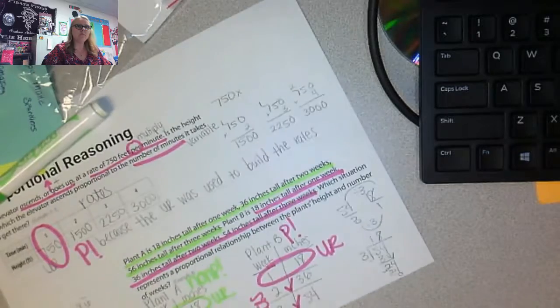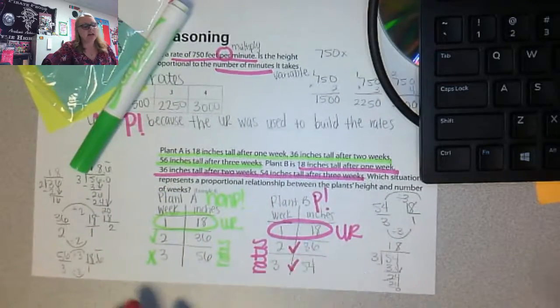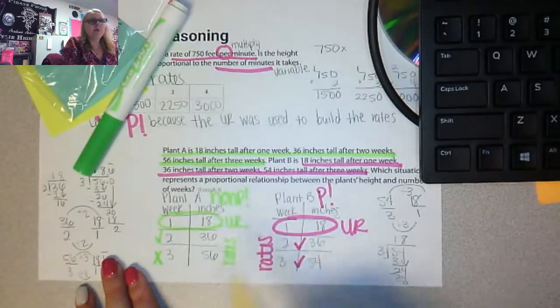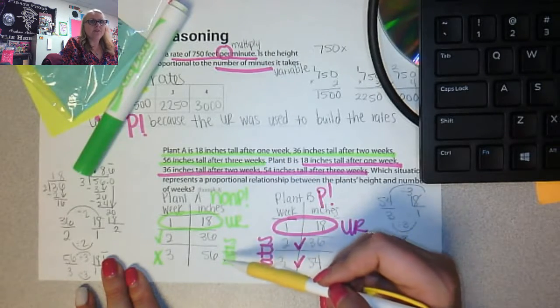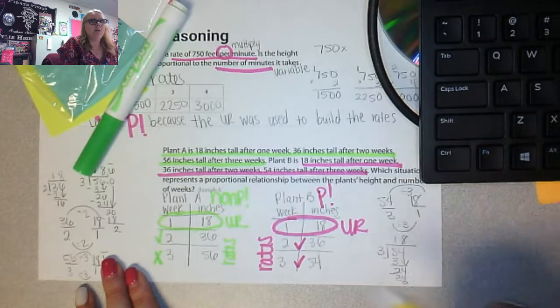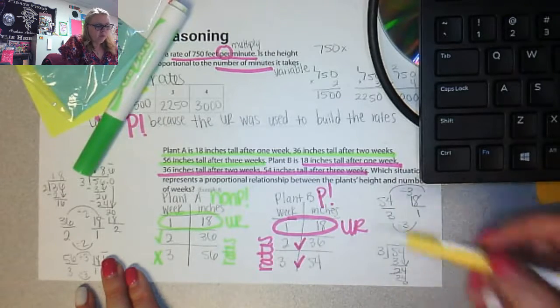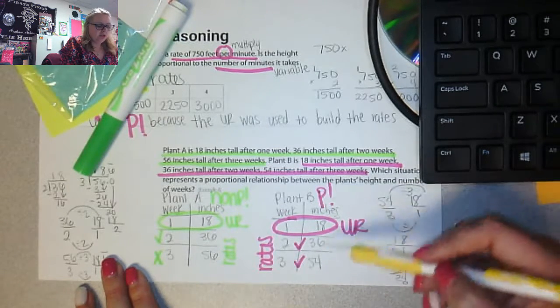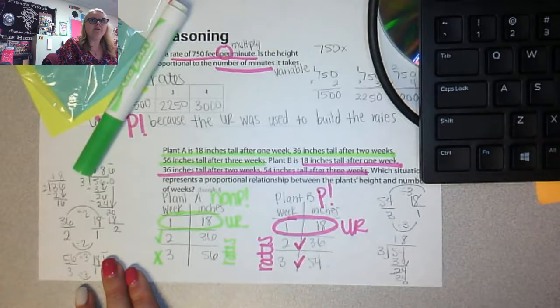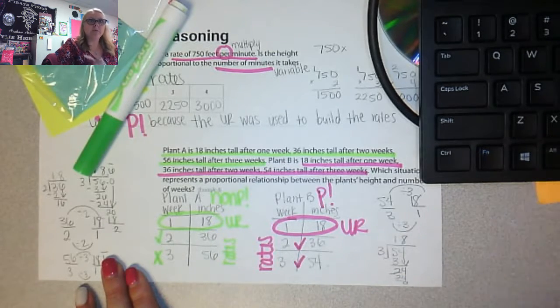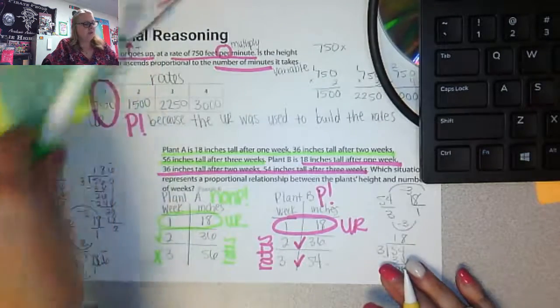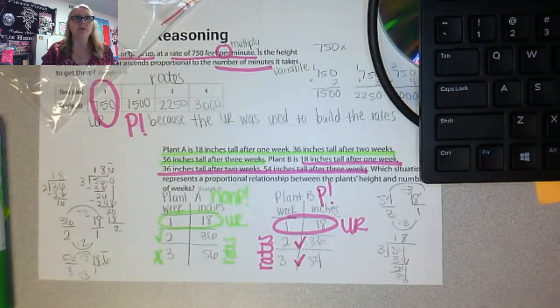Okay, so just a real quick recap with this one. Plant A is non-proportional because the rates that you are given don't both simplify down to the unit rate. Plant B is proportional because you have a unit rate and the two rates that are given simplify down to the same unit rate. So that means it is proportional. So if they don't match, then it's non-proportional. If they do match, they are proportional.